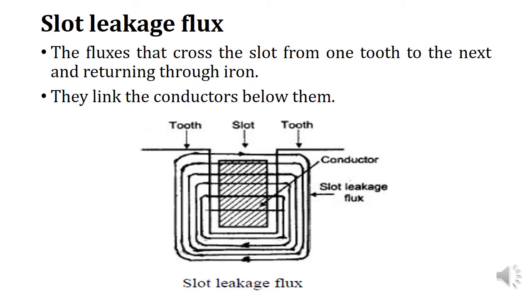First one, slot leakage flux. The fluxes that cross the slot from one tooth to the next and return through iron are known as slot leakage flux. So this leakage flux passes through the slot and returns back through the iron. This is known as slot leakage flux. So they link the conductors below them.